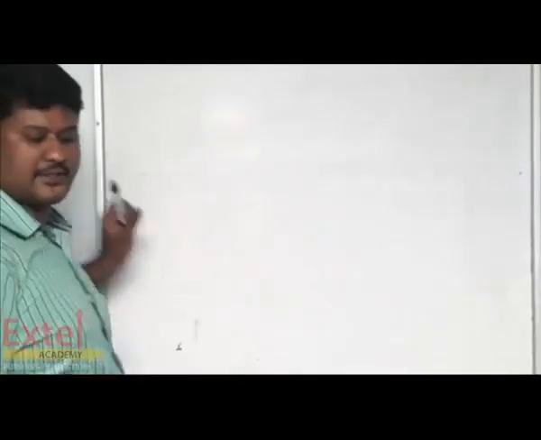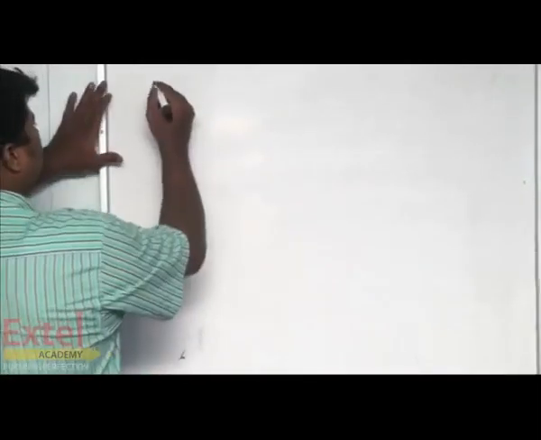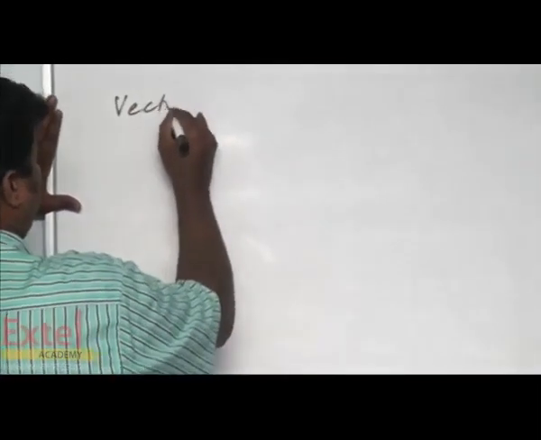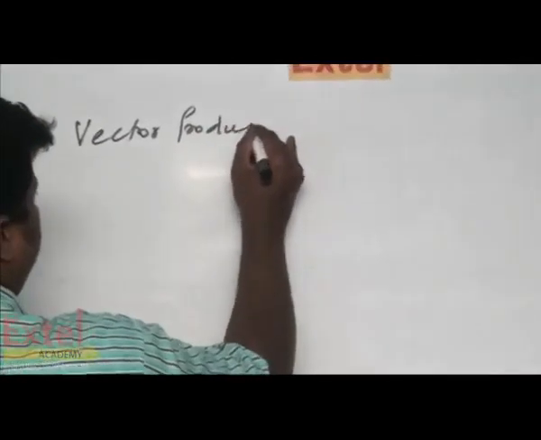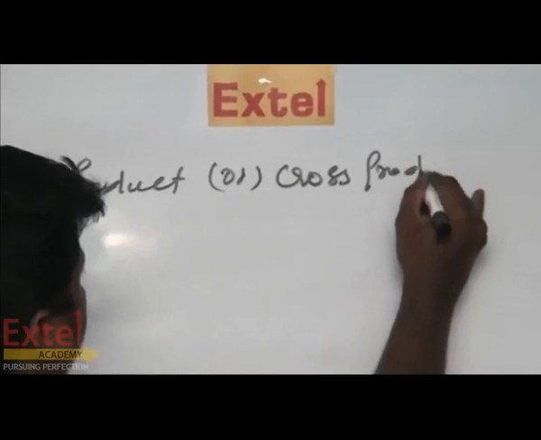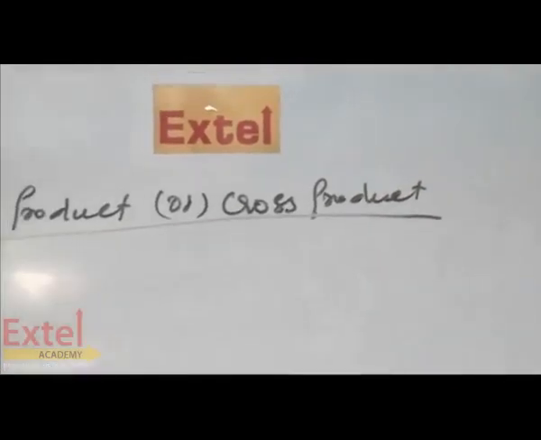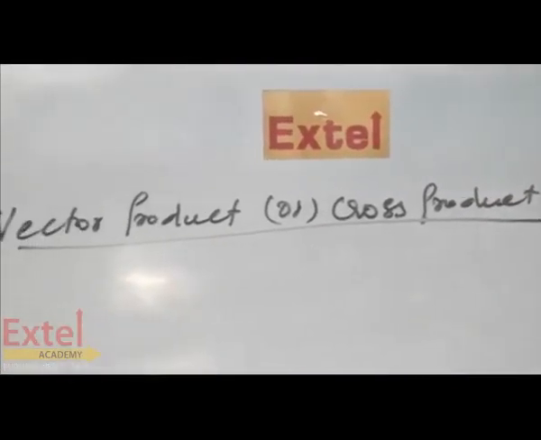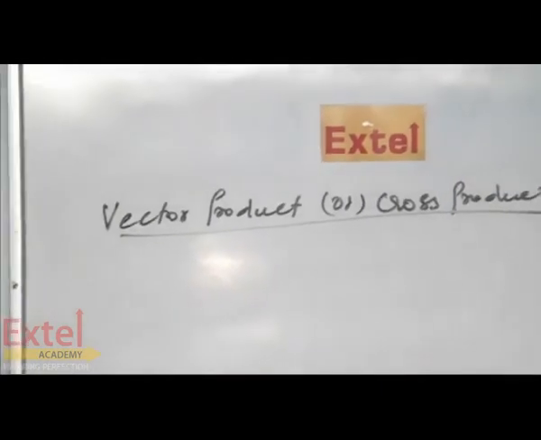Cross product is otherwise said to be the vector product. Vector product or cross product. So now, what do you mean by vector product? There we have a dot product or cross product.